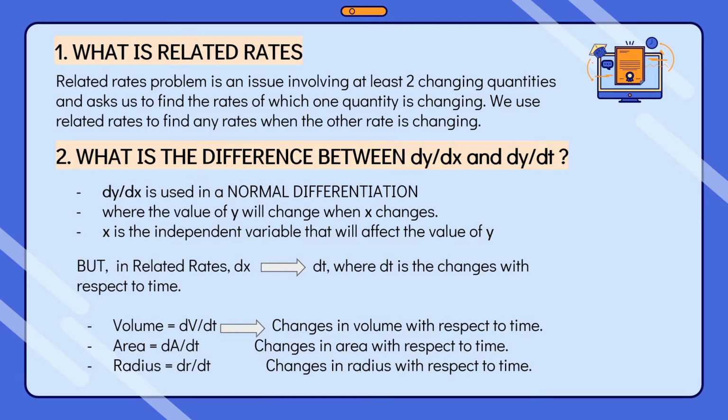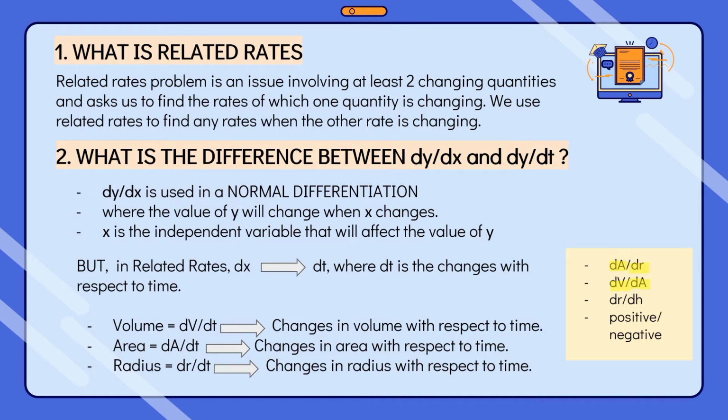For example, we use dV over dt when we want to find the change in volume with respect to time, dA over dt when we want to find the change in area with respect to time, and dr over dt when we want to find the change in radius with respect to time. Moreover, in related rates, dt can be changed to dr, dA or dh. For example, if the question wants us to find the change in area with respect to the radius, then we have to use dA over dr. And if the question wants us to find the change in volume with respect to the area, then we have to use dV over dA.